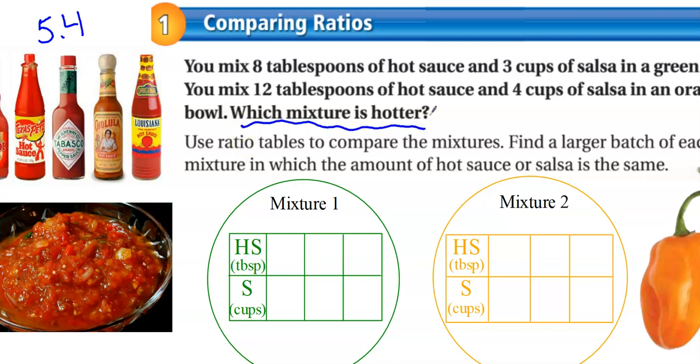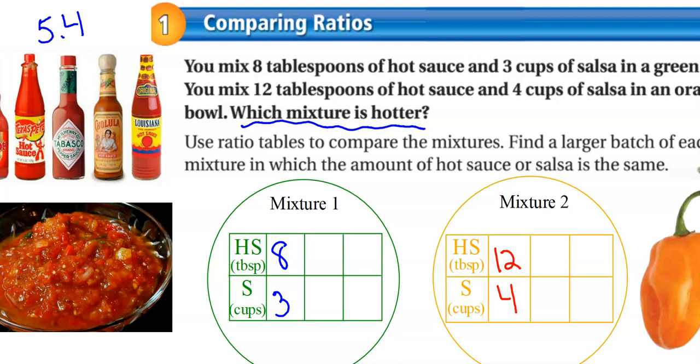So you're making a mix of salsa, and you have salsa and you're adding some hot sauce to it. And so I'm going to call this mixture 1, and I'll do it in blue. And mixture 1 has 8 tablespoons of hot sauce and 3 cups of salsa. And mixture 2, a little bit different, starts out with 12 tablespoons of hot sauce and 4 cups of salsa. And now you have to figure out which is hotter.